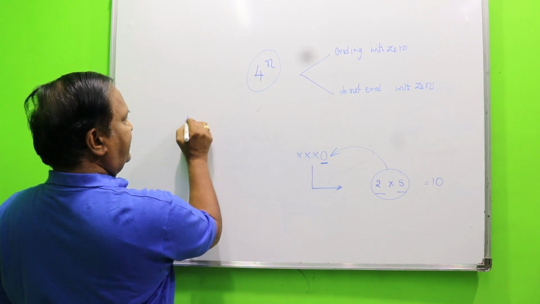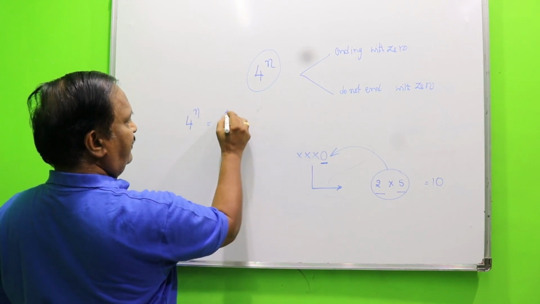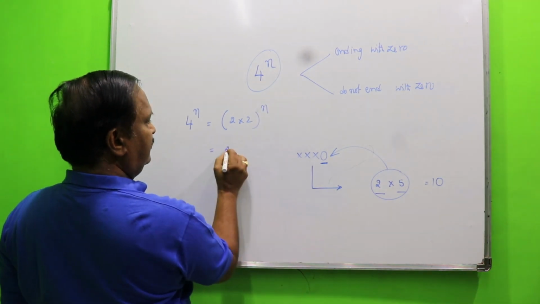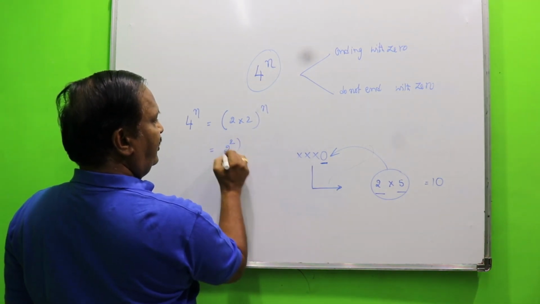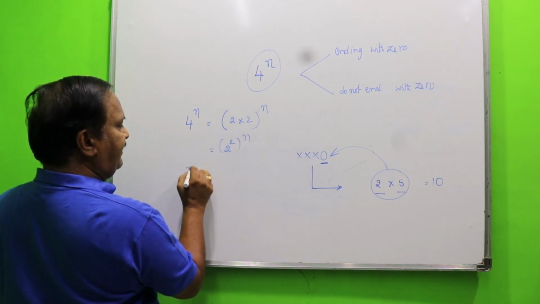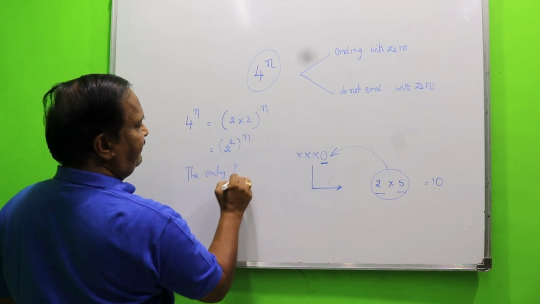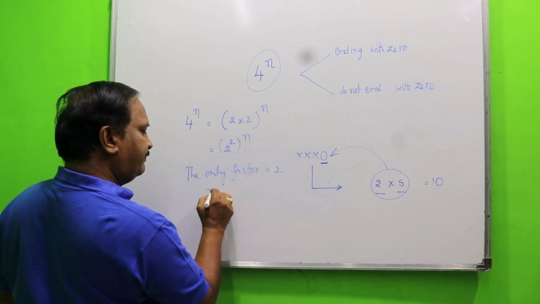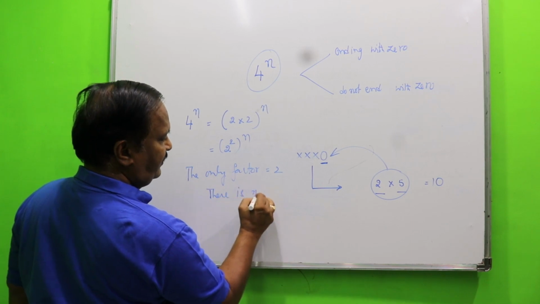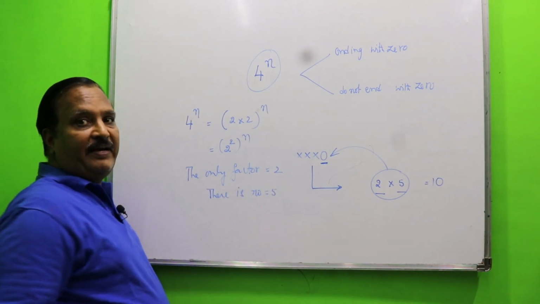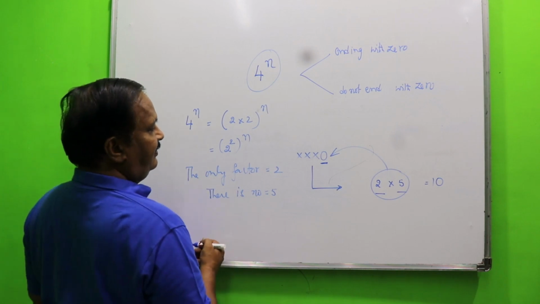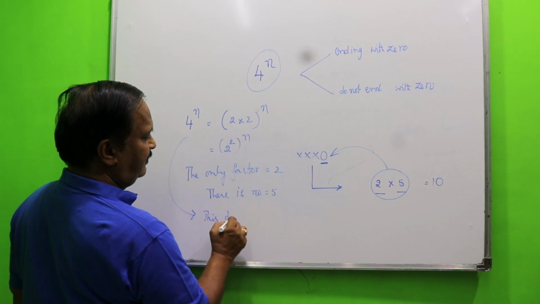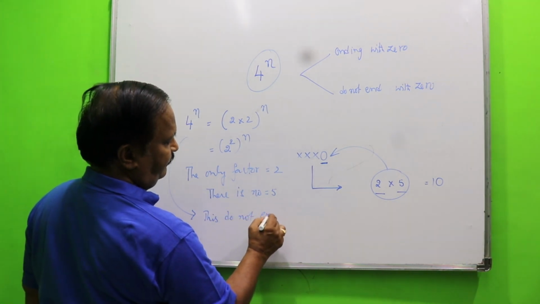Let us do the factorization. 4 to the power of n is 2 into 2, whole to the power of n, so 2 squared whole to the power of n. So the only factor is 2 and there is no 5. 5 is not a factor. Therefore, this does not end with 0.